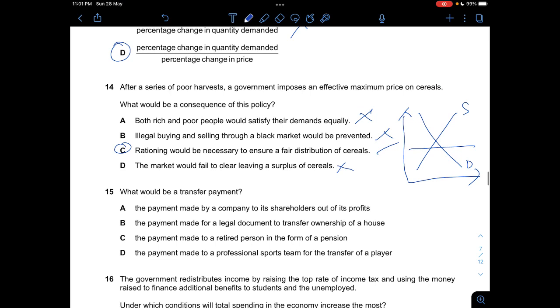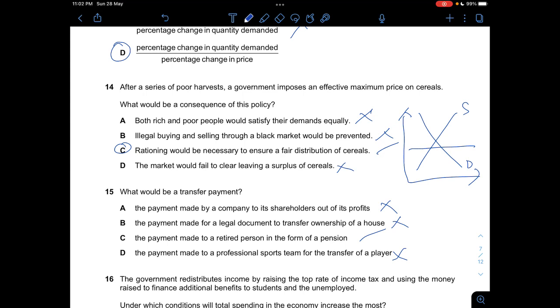Question 15, what will be a transfer payment? A transfer payment does not involve production. So A, it says the payment made by a company to its shareholders out of its profits, which is not correct. B, the payment made for legal documents to transfer ownership of a house, which is not correct. C, the payment made to a retired person in the form of a pension, yes, that's correct. D, the payment made to a professional sports team for the transfer of a player, which is not correct. Because for A, B, and D, the transaction takes place when there's production.